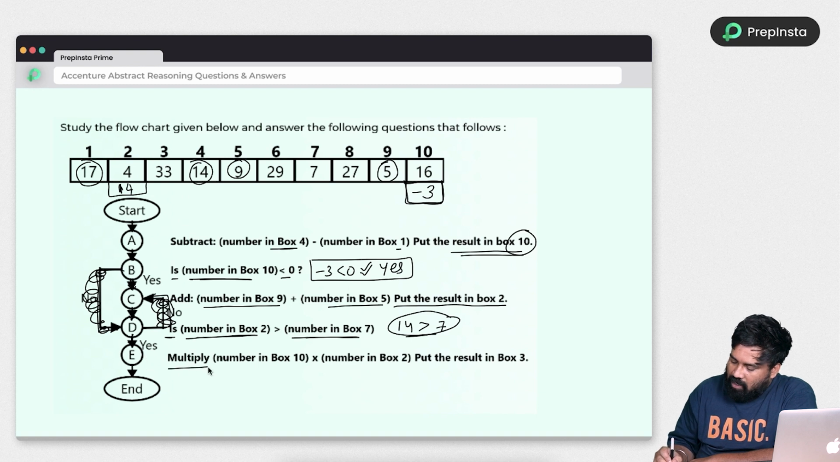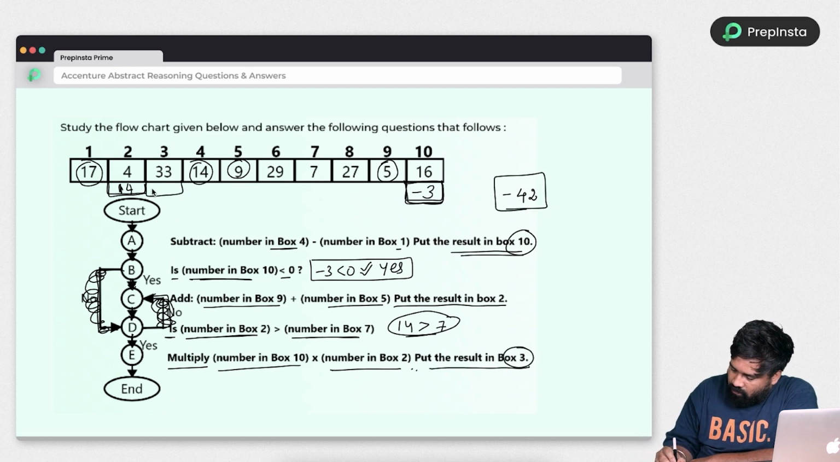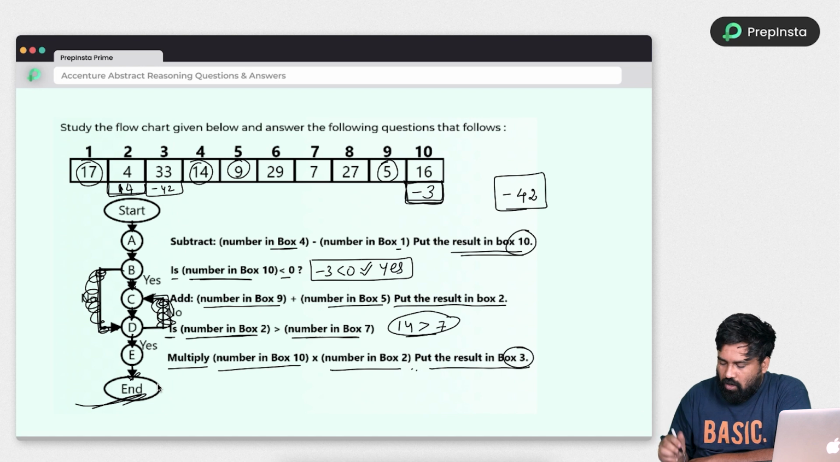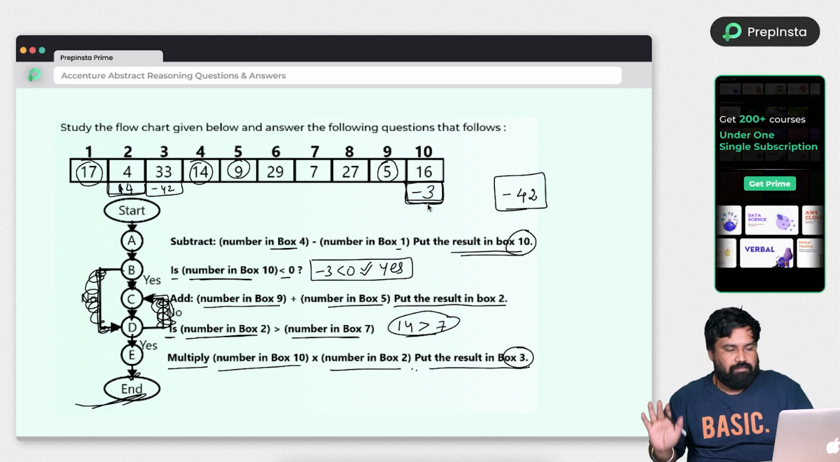So E: multiply box 10 with box 2. Box 10 is minus 3 and box 2 is 14. If you multiply, you will get minus 42. And put the result in box 3. So box 3 value is now minus 42. Right? So end. After completion of this, of the 1 to 10 boxes, only 3 boxes were changed. Those 3 boxes are: 2 has 14, 3 has minus 42, and 10 has minus 3.